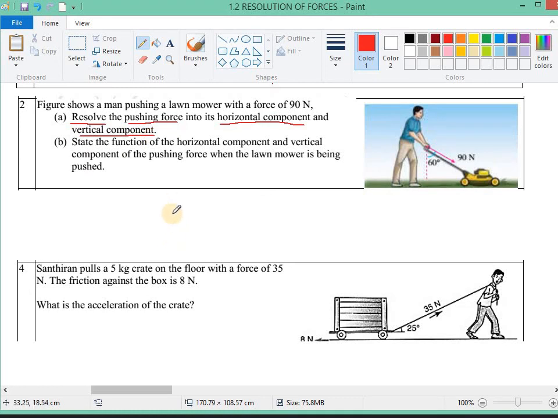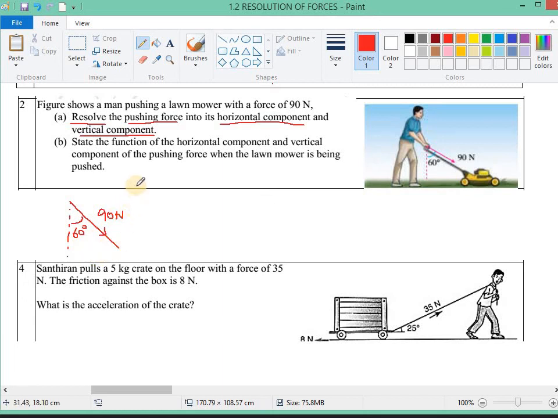What it means by resolve here is we want to split the force into two components that are perpendicular to each other. We call these two components the horizontal component and vertical component. For example, here is a 90 Newton force at an angle of 60 degree from the vertical. This is vertical, and this is the direction of the force. 90 Newton, the angle is 60 degree from vertical.